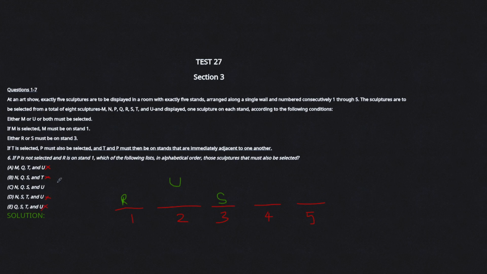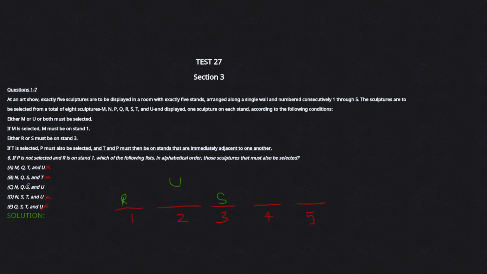Cross out. So C is the only one that does not have T. But then again, we'll just make sure that we're on the right track. So we already know that R is at stand 1 and S has to be at stand 3. We need to include a U.